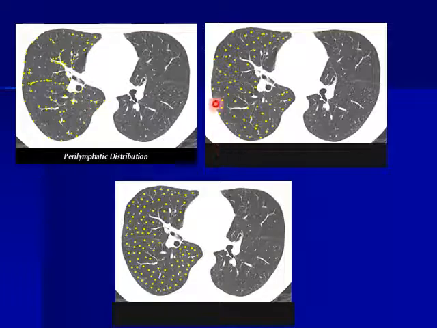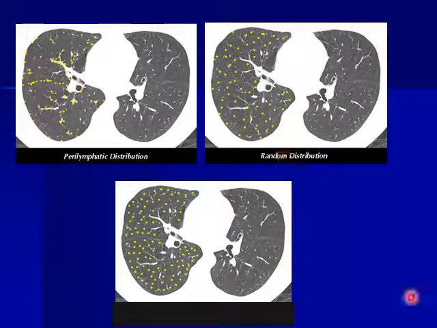Let us see this. The nodules are touching the pleural surface. It could be random or perilymphatic, but they are randomly distributed and not biased by the peribronchovascular interstitium or interlobular septi and so on. So these are random distribution.